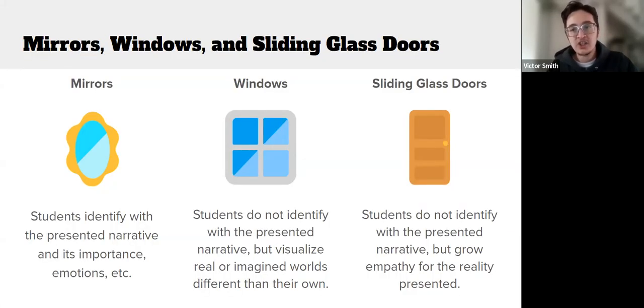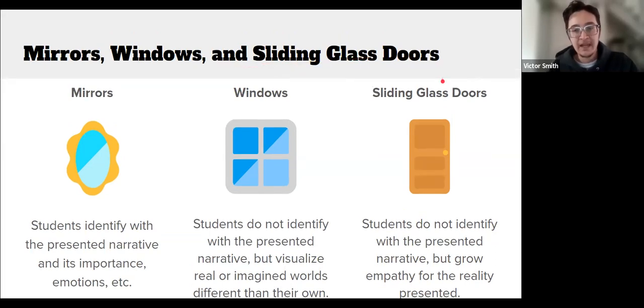So as mentioned in the chat, there is this theory of mirrors, windows, and sliding glass doors. And this is a framework that was developed by Emily Style. And it's funny because in her initial post about it, she was actually talking about a Peanuts comic strip. So it wasn't even about necessarily a realistic depiction. What this means is that children are going to identify with materials they are presented with as a mirror, a window, or a sliding glass door.